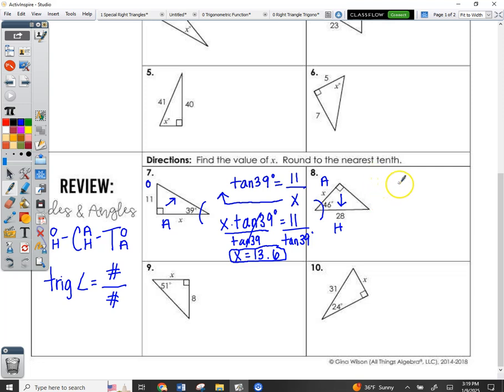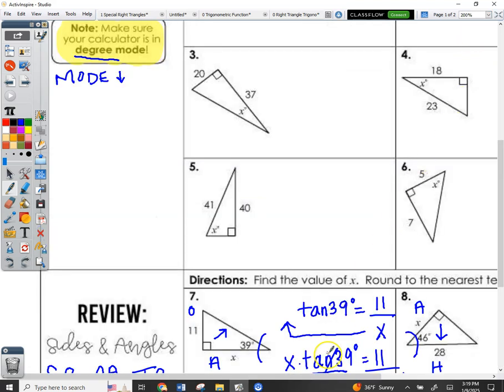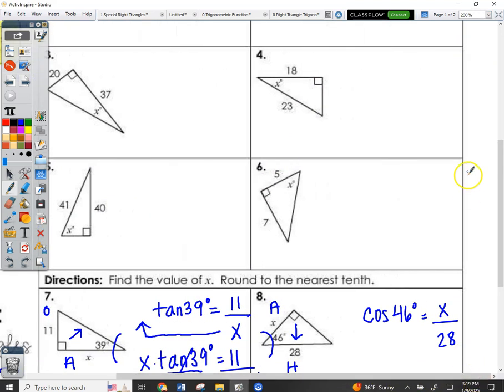All right, so set it up. Cosine, angle measure, equals fraction bar. Fill it in. We got x over 28. I need to zoom in again.